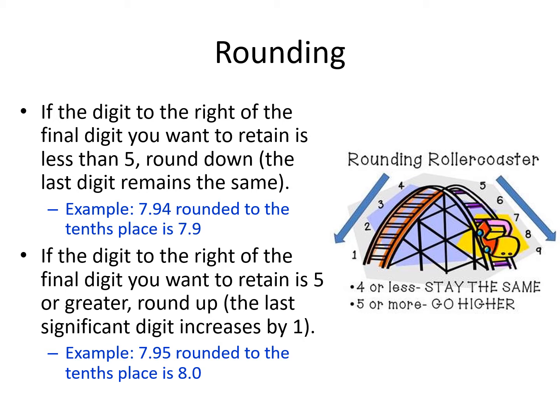If the first digit we are dropping is 5 or more, we round up. That means the last digit that we want to keep will go up by 1.